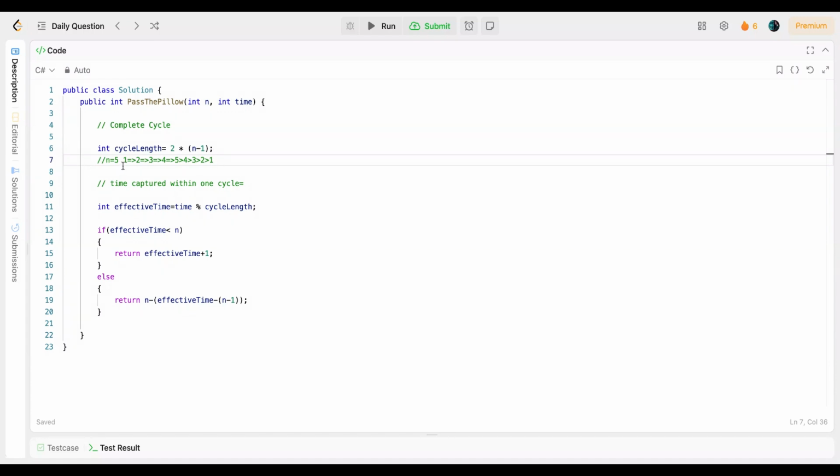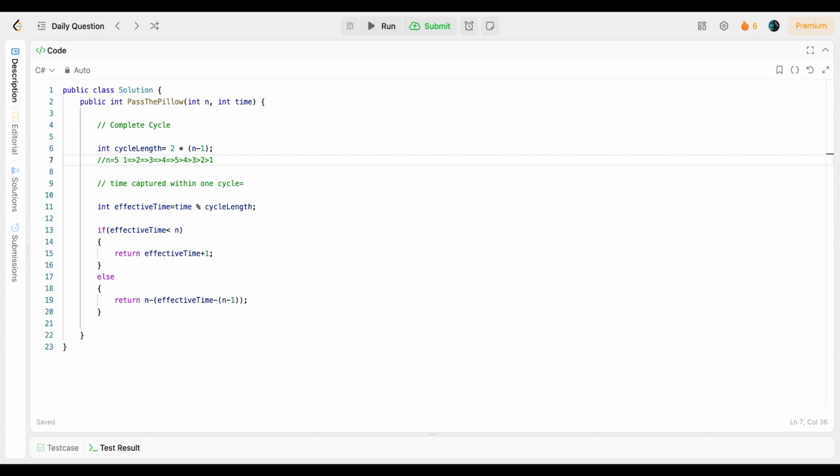If n equals 5, it will go 1 to 2, 2 to 3, 3 to 4, 4 to 5, again 5 to 4, 4 to 3, 3 to 2, and 2 to 1. So if n equals 5, it will take 8 complete seconds. So that is the first thing: we calculate the cycle length. Then we find the effective time within one cycle. Why do we use the modulus operator here to calculate the effective time?